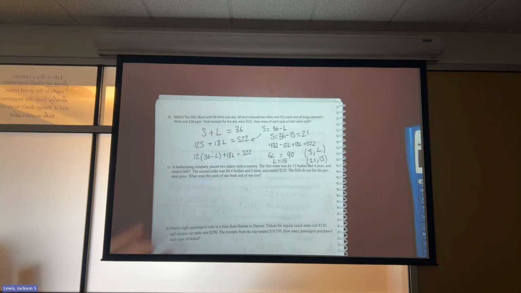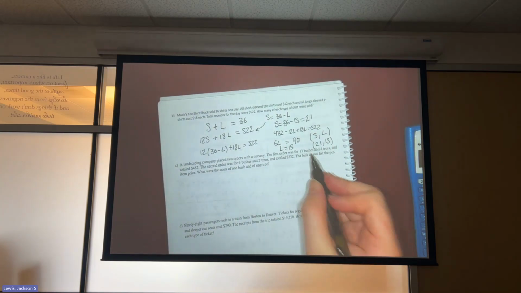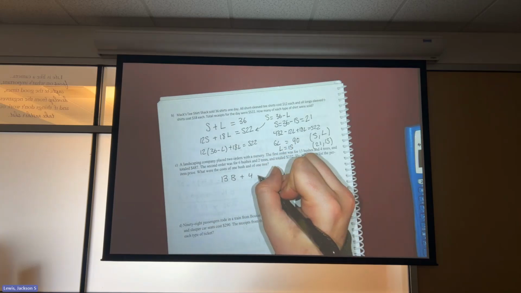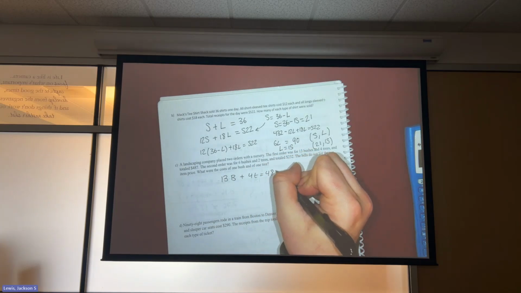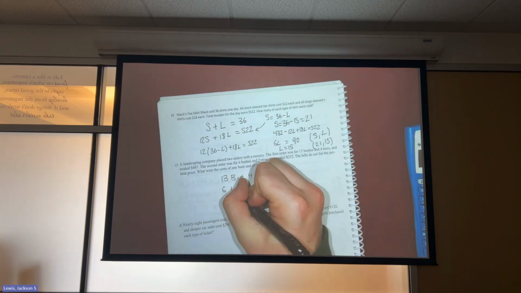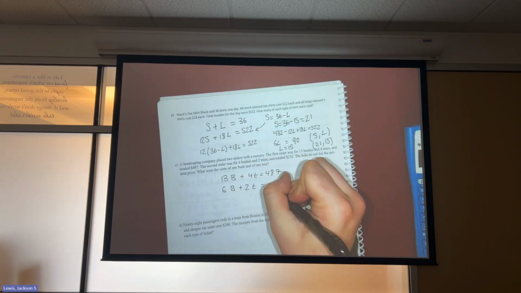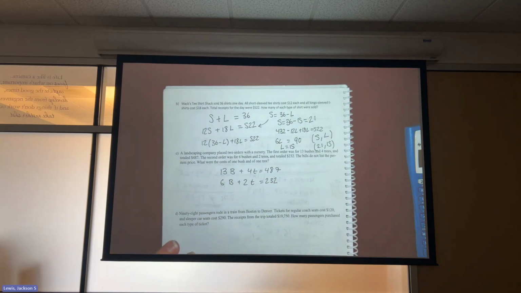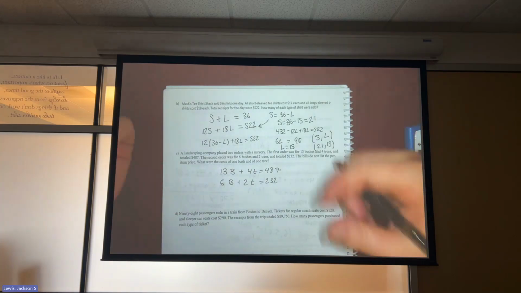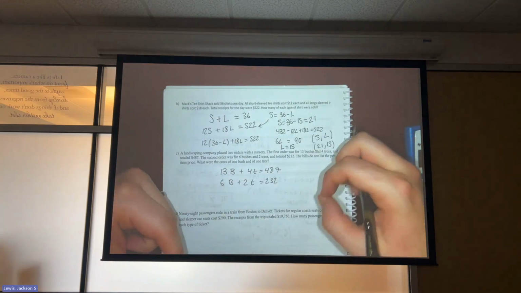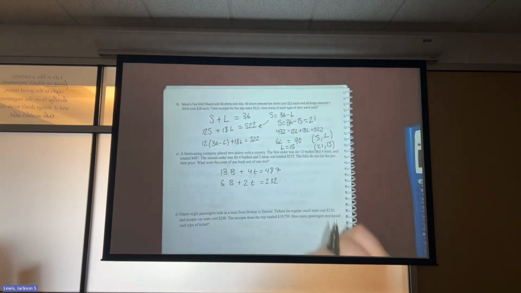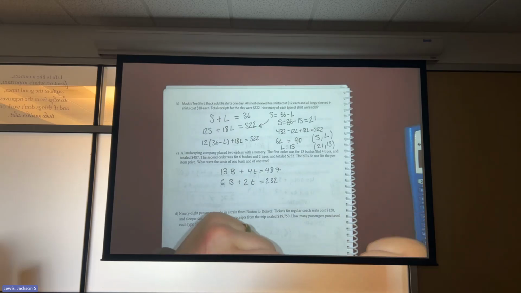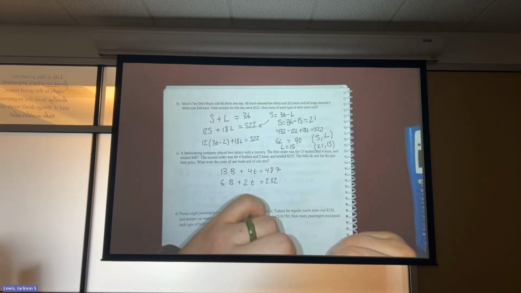The landscaping company placed 2 orders with the nursery. First order was 13 bushes and 4 trees, which was $487. Next one was 6 bushes and 2 trees, $232. So we want to see what's the price of these. In this example, we're solving for the cost of each bush and the cost of each tree, and we're given the amounts. Which of the 2 methods seems the easiest to solve? Elimination or substitution?